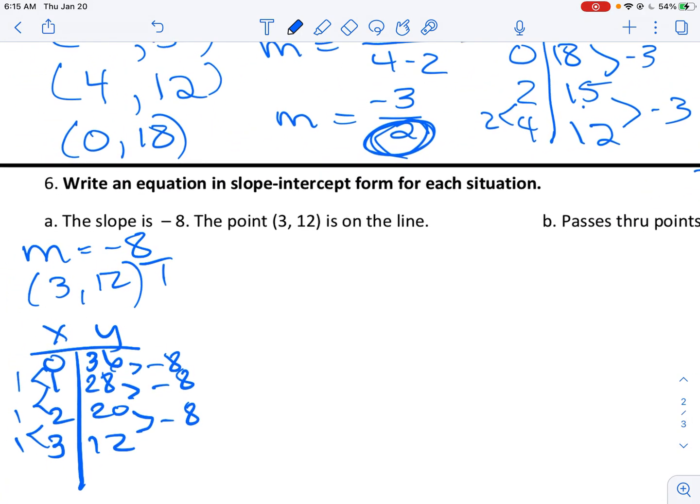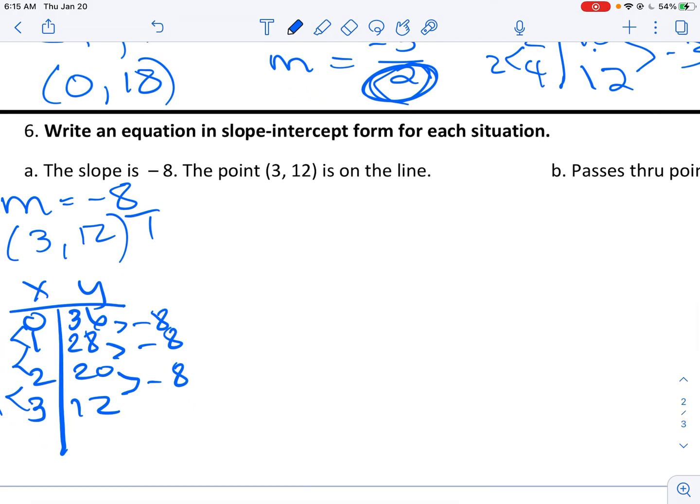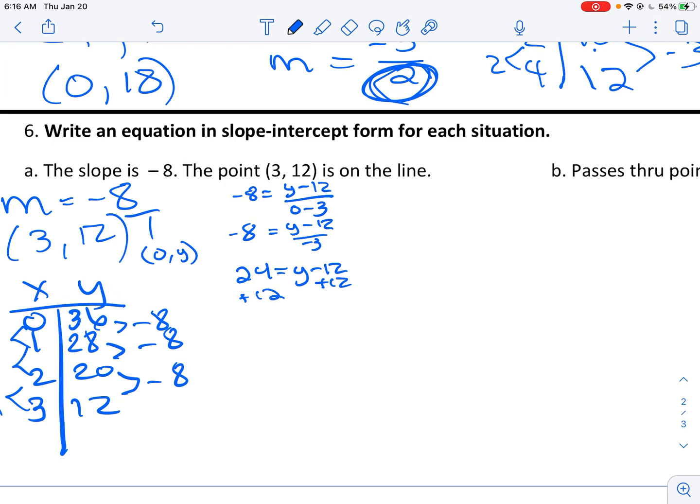Or, I'm just going to make it a little bigger just so that I have more space. I could still remember when we do this, 0, y is my y-intercept. So negative 8 equals y minus 12 over 0 minus 3. Negative 8 equals y minus 12. If I multiply negative 8 by negative 3, I get 24 is equal to y minus 12. Add 12 and get 36 equals y.